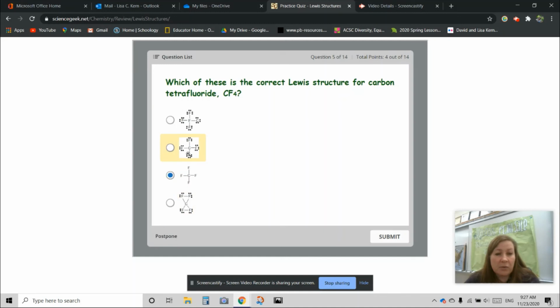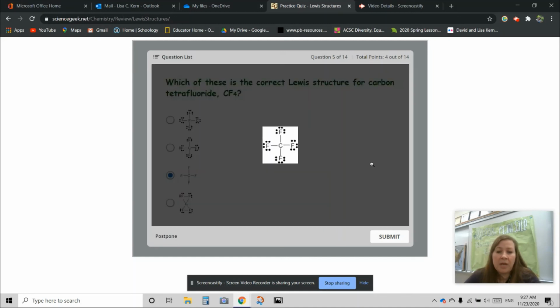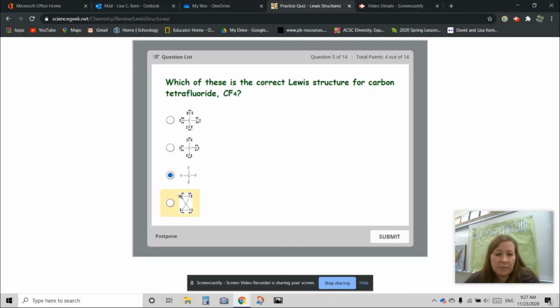So now we have to do the math. So carbon has 4 valence electrons, and each fluorine has 7, and there's 4 fluorines. So 7 times 4 is 28. Plus 4, so that's 32. So do we have 32 electrons represented in this picture? 2, 4, 6, 8, 10, 12, 14, 16, 18, 20, 22, 24, 26, 28, 30, 32. Yes, we do. So this is probably our answer.